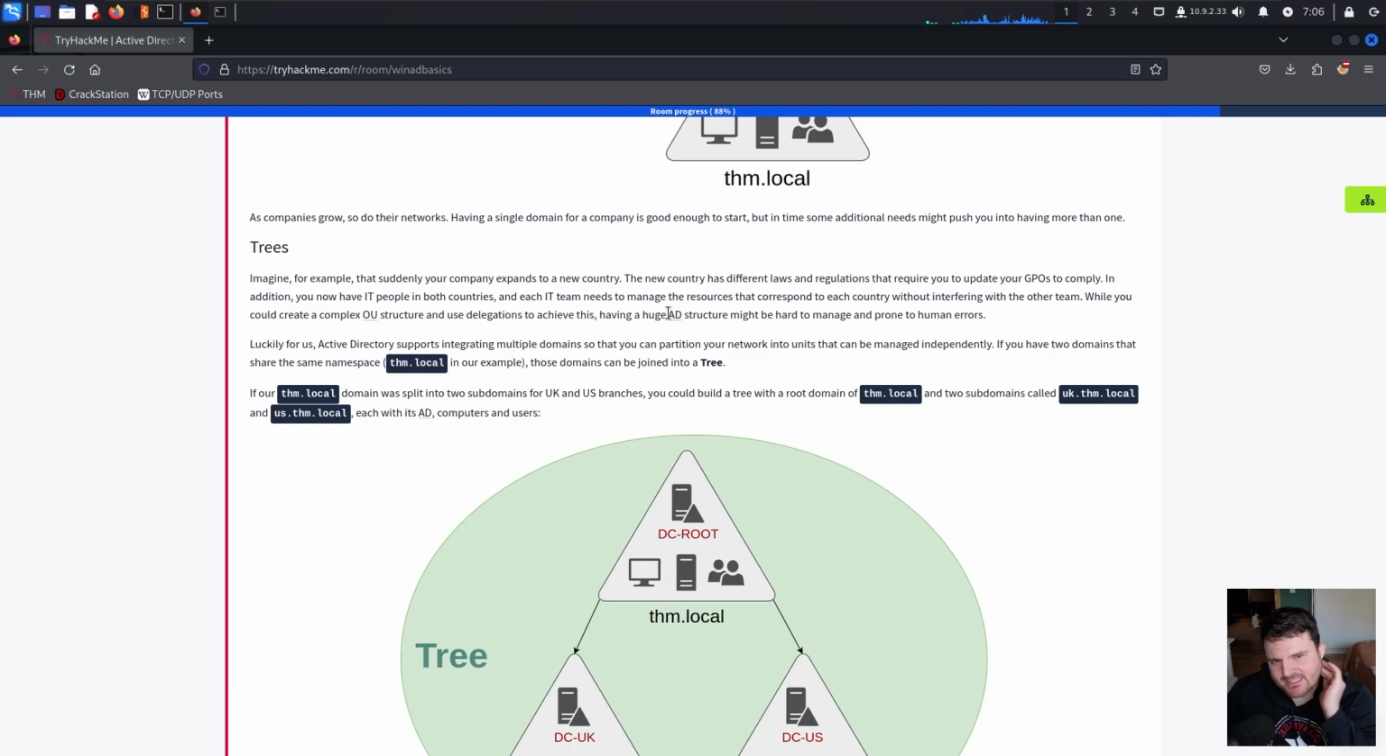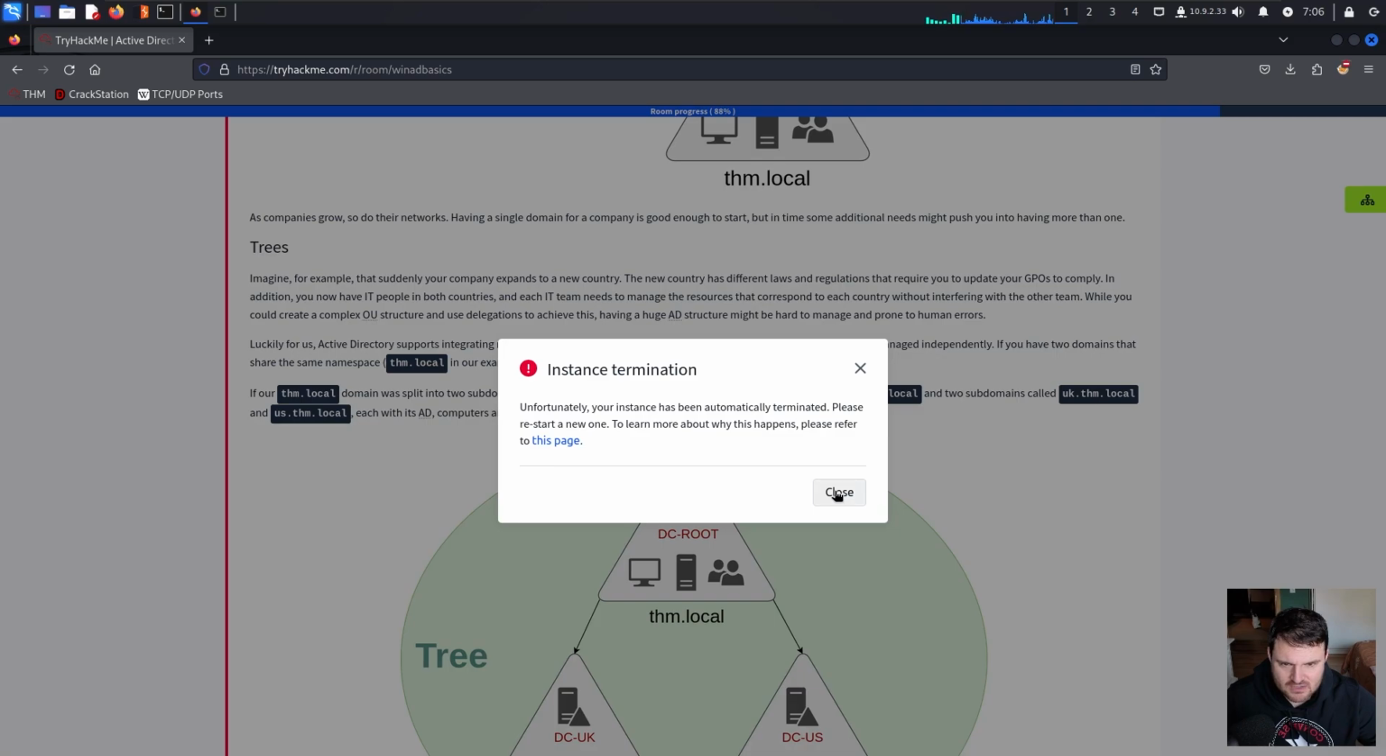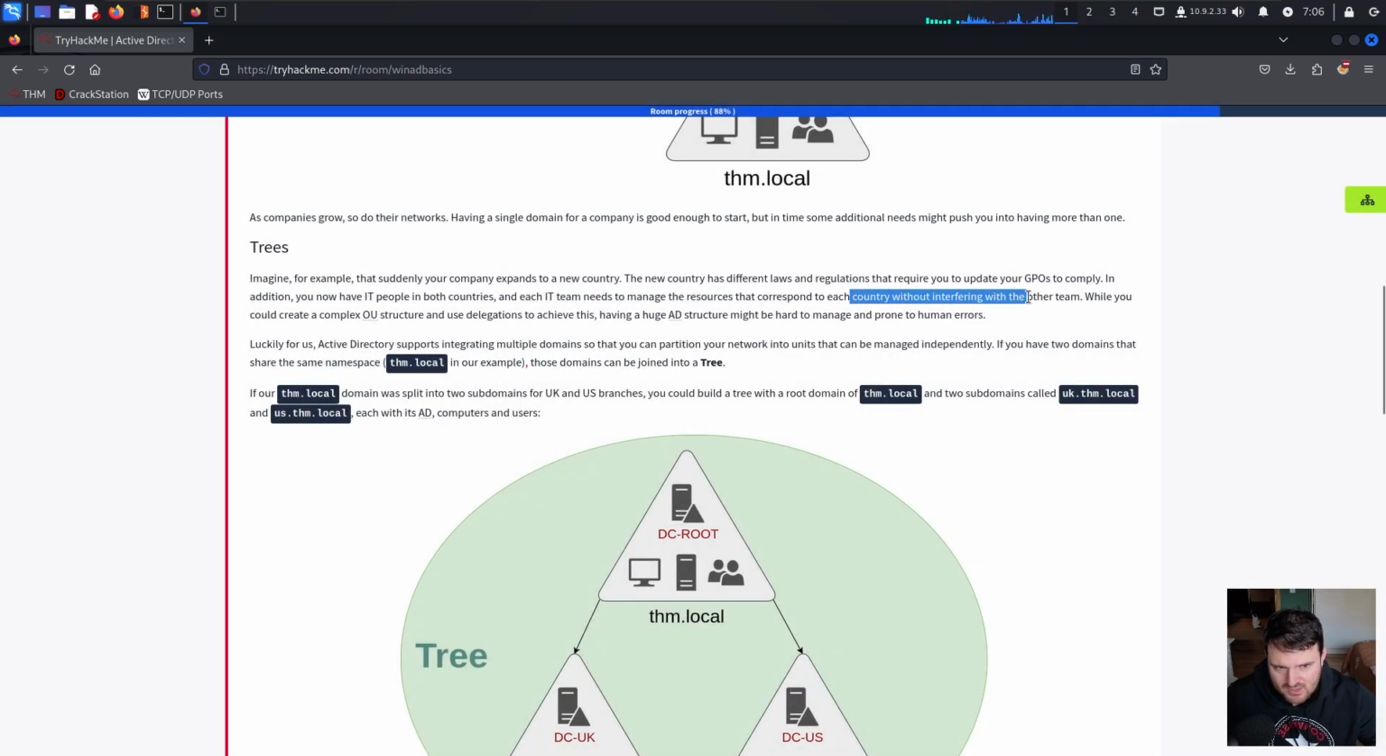The new country has different laws and regulations that require you to update your GPOs to comply. In addition, you now have IT people in both countries. Each IT team needs to manage the resources that correspond to each country without interfering with the other team. While you could create a complex organizational unit structure and use delegations to achieve this, having a huge Active Directory structure might be hard to manage and prone to human errors.